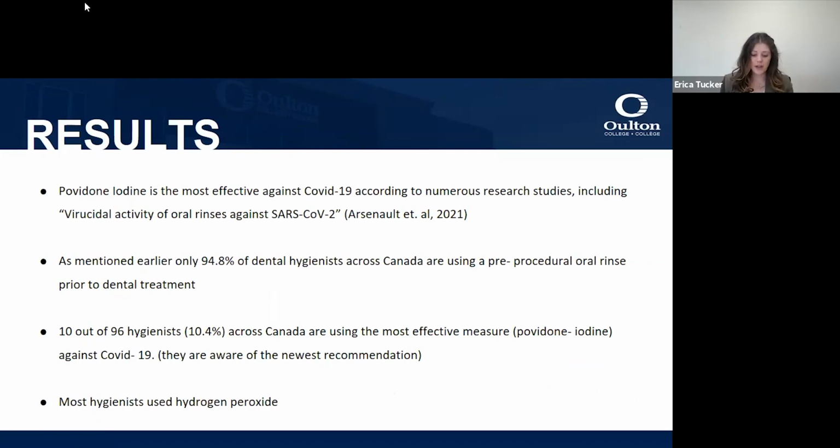It was found by multiple studies that povidone iodine was the most effective pre-procedural oral rinse against the SARS-CoV-2 virus. As mentioned earlier, our research found that 94.8% of dental hygienists across Canada were using a pre-procedural oral rinse prior to dental treatment. We also found that only 10 out of the 96 hygienists surveyed were using povidone iodine. That's approximately 10% using the most effective rinse.